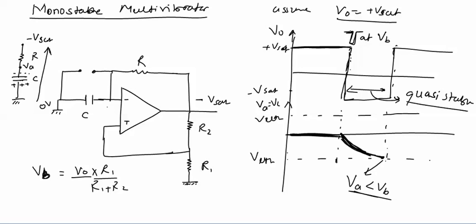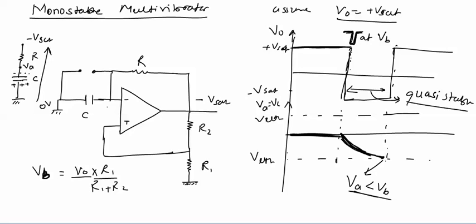So in this circuit, the output was at plus Vsat, and when we applied a pulse at VB, the output changed from plus Vsat to minus Vsat. After some time the output again becomes plus Vsat itself. So for this circuit, plus Vsat is a stable state and minus Vsat is a quasi-stable or unstable state, hence it is called a monostable multivibrator.